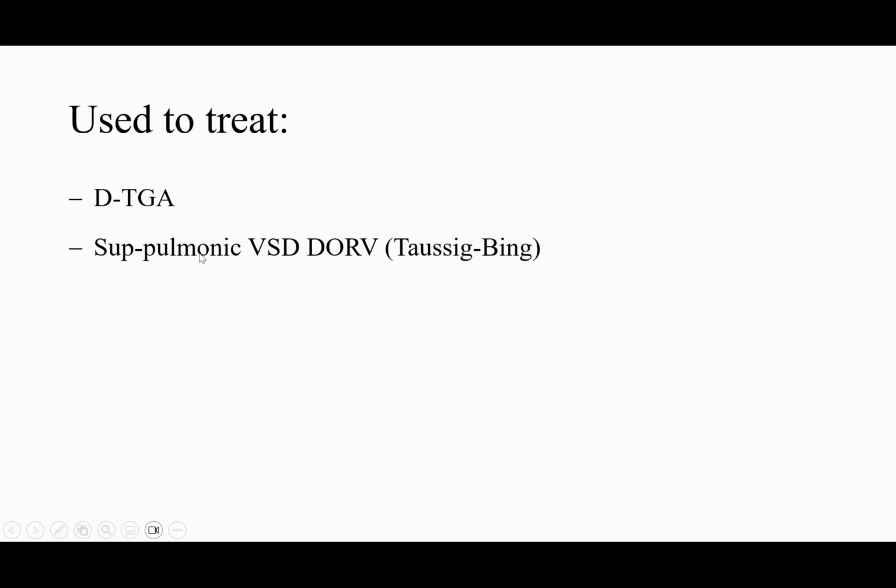The DORV with subpulmonic VSD. DORV is the double outlet right ventricle. This is also called the Taussig-Bing pathology. In this case, we talked about it in details in the left to right shunt lesions lectures.